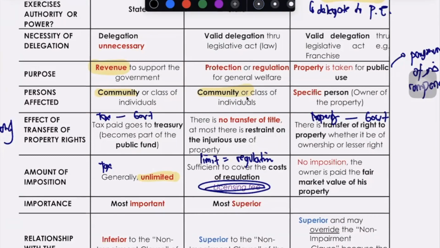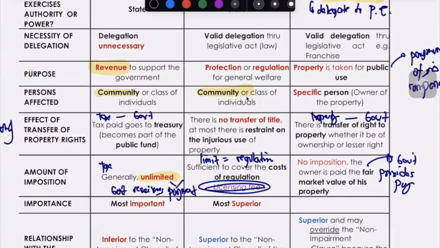So in taxation and police power, the government receives a payment. While in eminent domain, the government provides payment, right? So it is the government who pays in eminent domain. In taxation and police power, it is the government who receives payment.